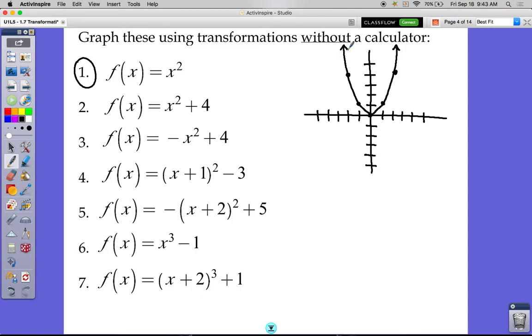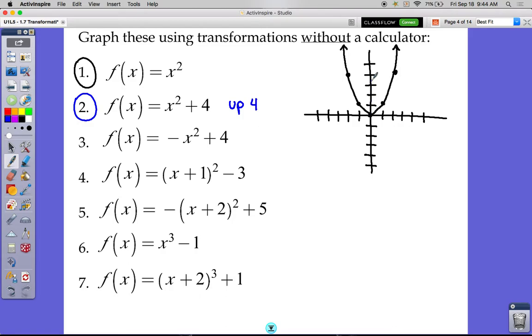But then, okay, let's apply some transformations to this. Let's start with blue. So the first one says that you're going to take this equation, the x squared, and you're going to add 4 to the equation. So which way does this make this equation move? So plus 4 is going to go up 4. So if you know what the original looks like, all you have to do is take every point you see there and move every point 4 units up.